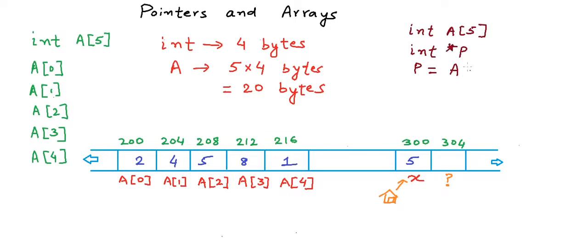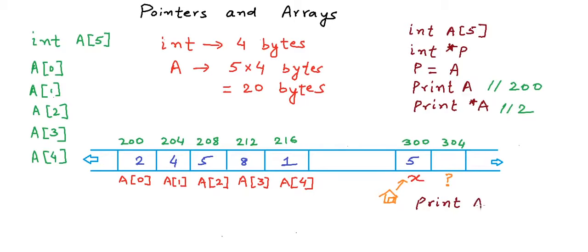In fact, we do not even need to take this address in another pointer variable. If we simply print A, then this gives us nothing but the address of the first element in the array. And if we want to dereference this and print *A, then this will give us the value. If we print A + 1, then this will give us the address 204, and *(A + 1) will give us the value of the second element in the array.